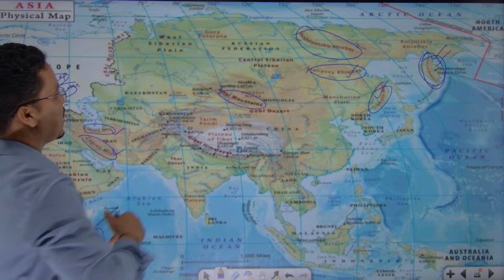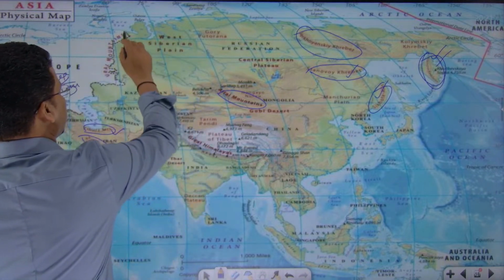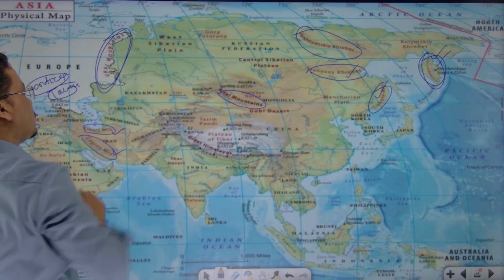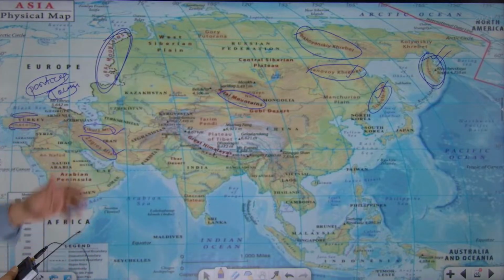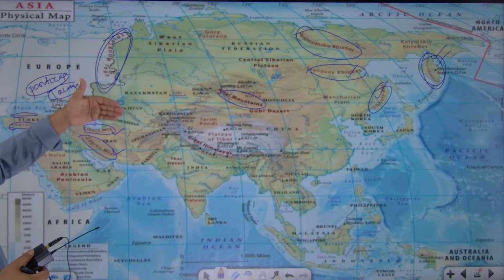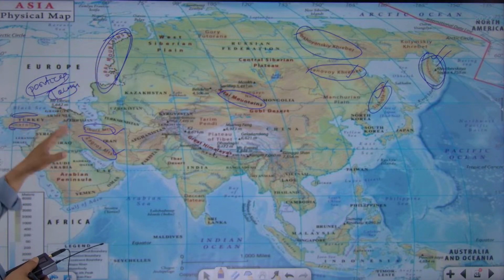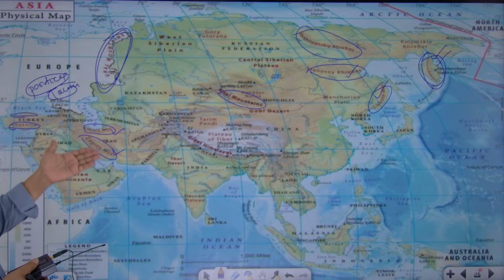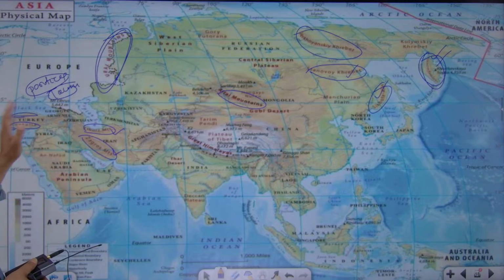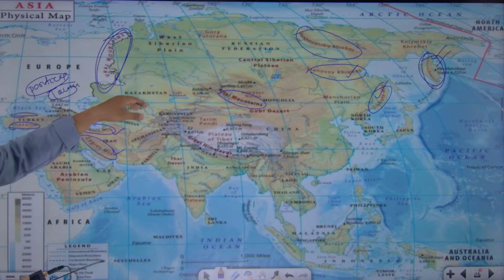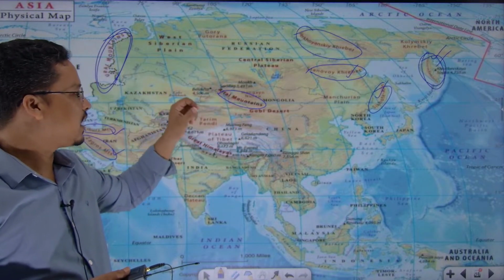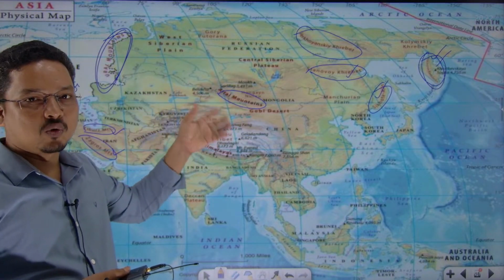Apart from that, you will have the Ural range. Here is the Ural range, one of the world's fold mountains, probably regarded as the oldest fold mountain. So the Ural range is also there. So these are the mountains. Here, as I say: Elbrus, Zagros, Pontic, Taurus, Ural, Altun Shan, Altai Shan, Tian Shan, Kunlun Shan, all these.